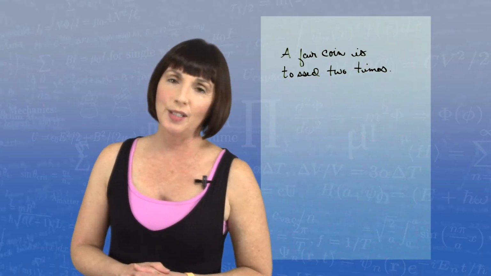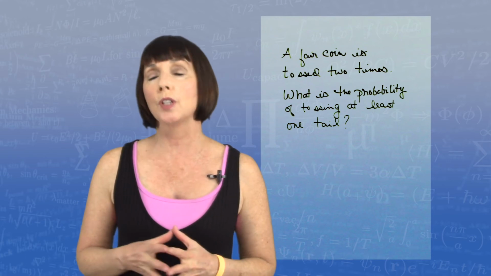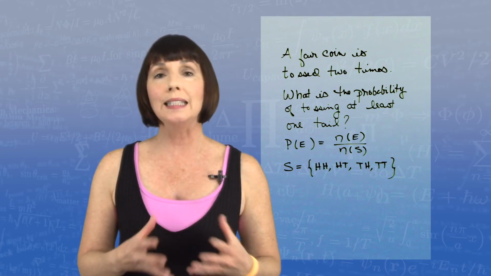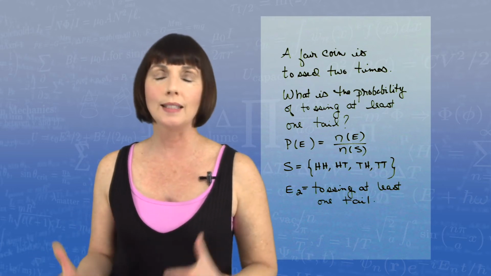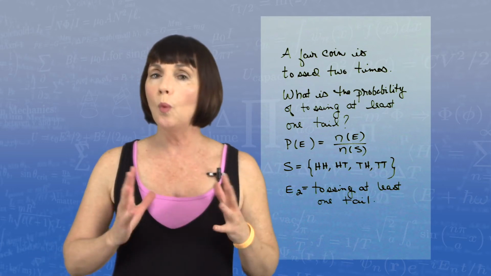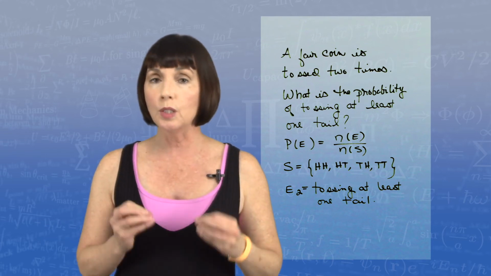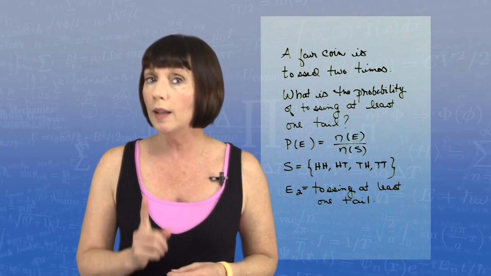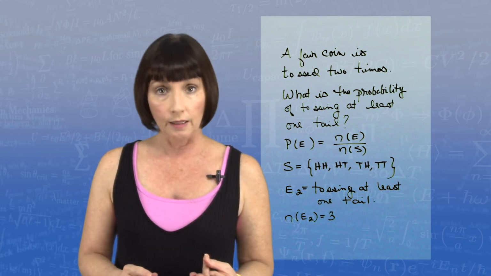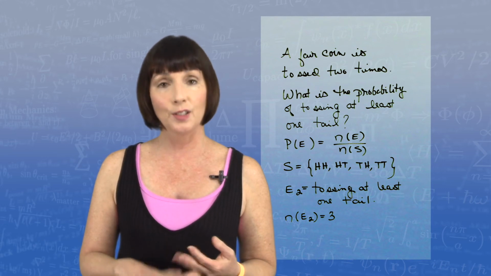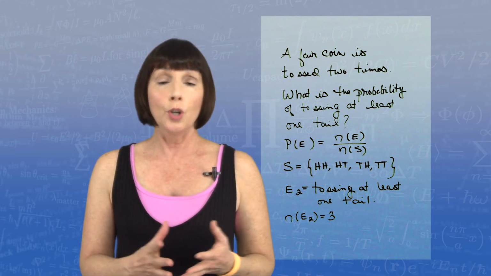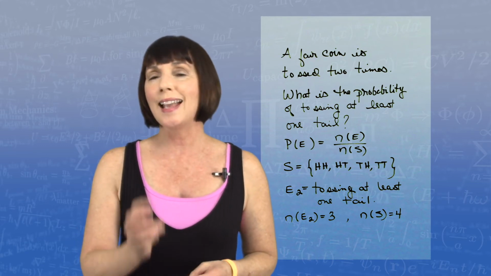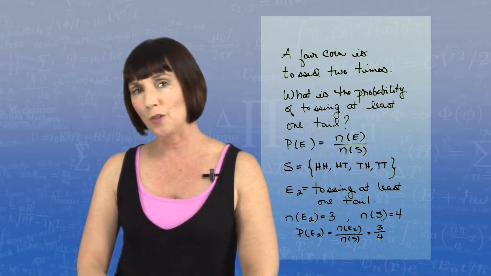Okay, let's take a look at another example. What is the probability of tossing at least 1 tail? All right, so we'll define our event E2 as tossing at least 1 tail. Now, how many ways are there to toss at least 1 tail? How many outcomes in our sample space have at least 1 tail in them? 3. A head and a tail, a tail and a head, and 2 tails. And the total number of possible outcomes is still 4. So the probability of tossing at least 1 tail is 3 over 4.